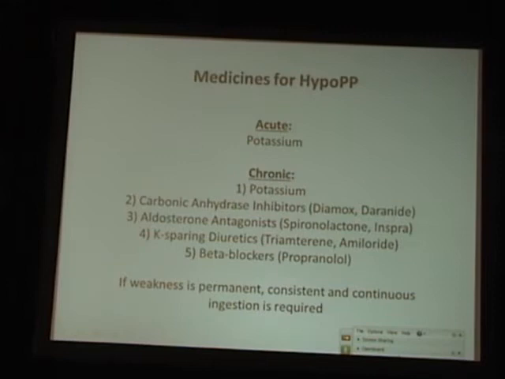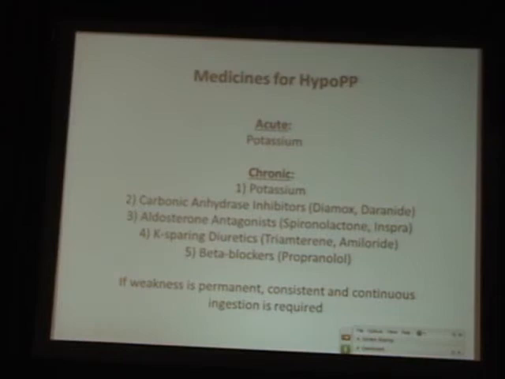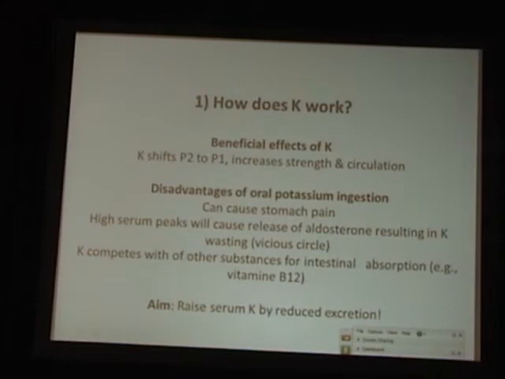So, in the acute stage, we use potassium, and these are the other medications we use for chronic intake. How does potassium work? It's always the same. High potassium shifts the proportion of muscle fibers that are in the P2 state to the P1 state, and thus increases strength. Oral potassium ingestion, as you know, can cause stomach pain, and maybe it can release aldosterone. It can compete with other substances for intestinal absorption, so you have to check your vitamin levels regularly in chronic potassium intake. Thus, the aim should be, from a theoretical point of view, to raise your serum potassium by reducing your excretion of potassium.